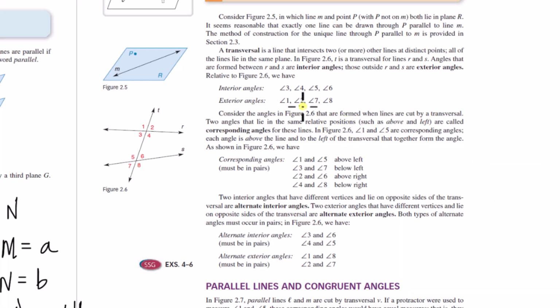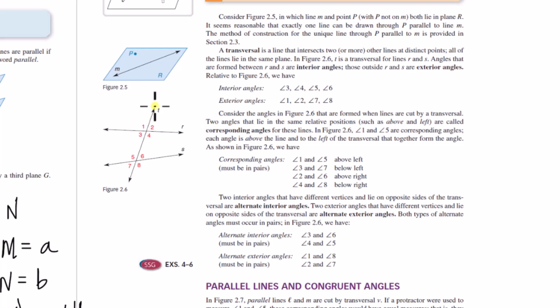All right, consider the angles in figure 2.6 that are formed when lines are cut by a transversal. Two angles that lie in the same relative positions, such as above and left, are called corresponding angles for these lines. In figure 2.6, angle 1 and angle 5 are corresponding angles. Each angle is above the line and to the left of the transversal that together form the angle.